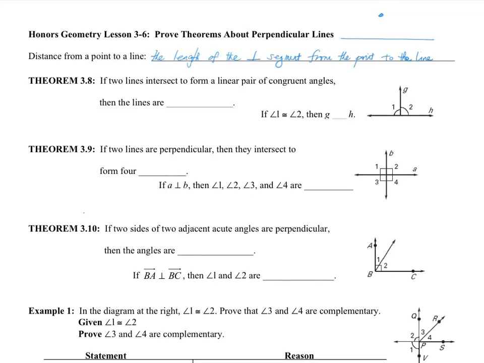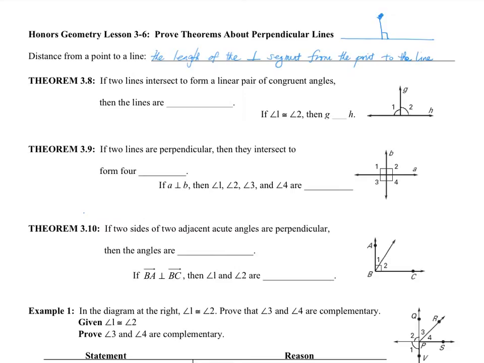Lesson 3.6. Prove theorems about perpendicular lines. Let's look at distance from a point to a line. The distance from a point to a line is the length of the perpendicular segment from the point to the line. Okay, so the following theorem will relate to this idea.